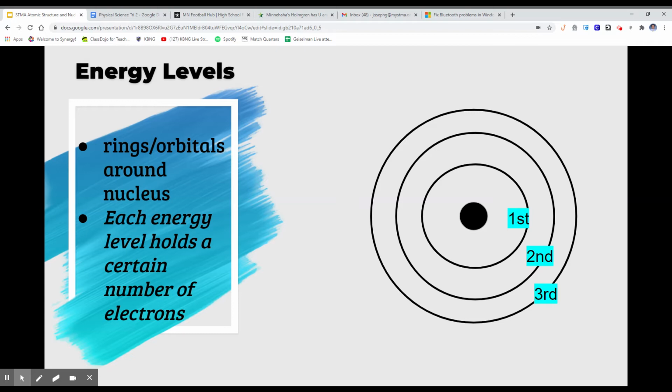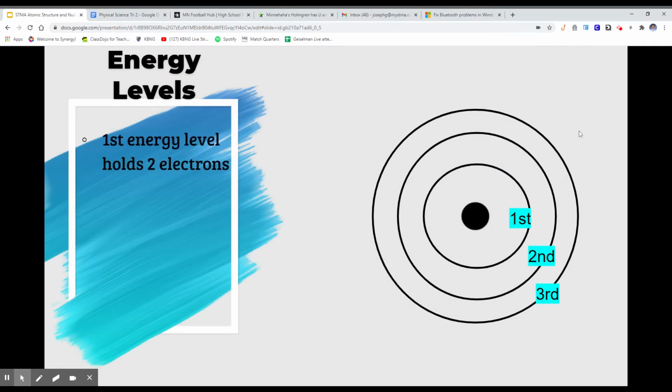Each level is going to hold a certain number of electrons. In the first level, the first ring, or the first orbital, whatever you want to call it, it's only going to hold 2 electrons. So we would fill it up 1, 2. The second and the third rings can each hold 8 electrons, and we fill from the inside out. So we would have to fill up the first level before we can go to the second. We'd have to fill the entire second level before we can go to the third. And we'll get more into how that works in a sec.